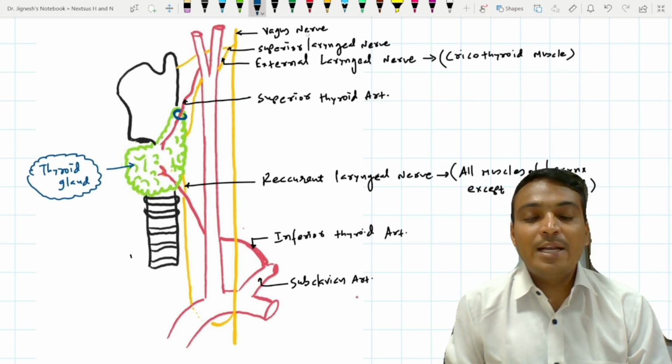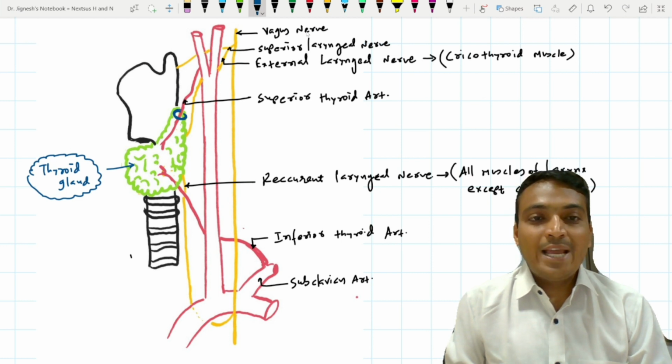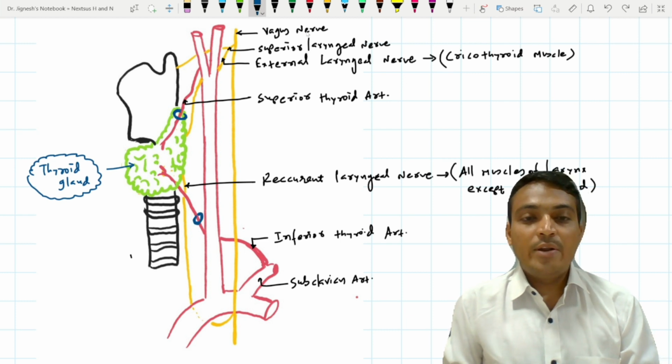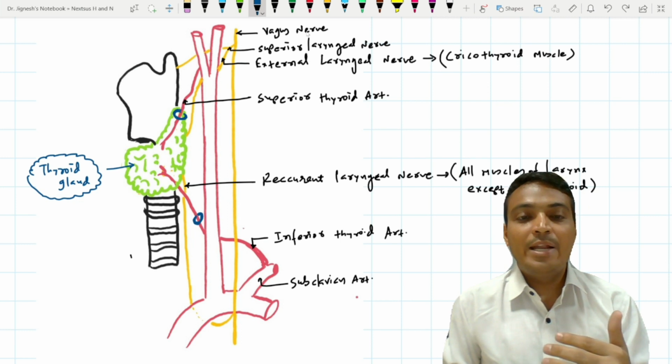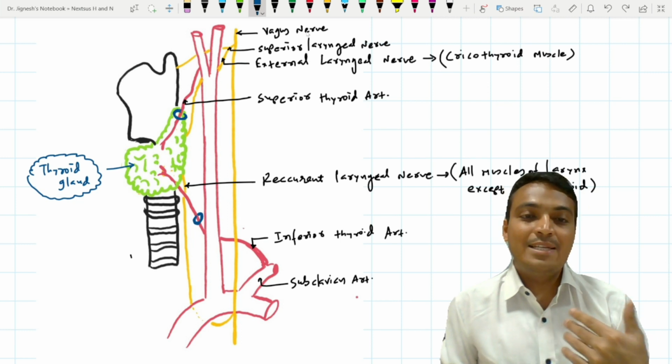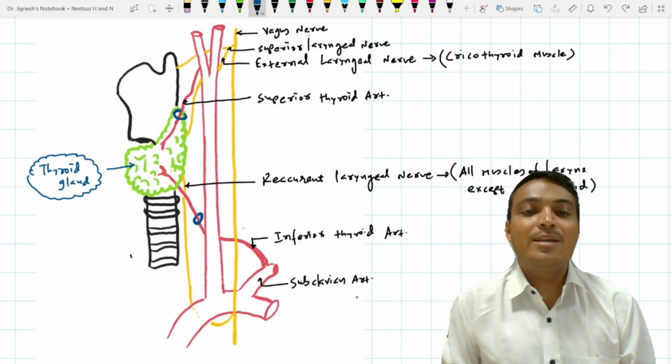And that is the reason at the time of the thyroidectomy, we need to ligate the inferior thyroid artery, and we should ligate the inferior thyroid artery as far away from the lower pole of the thyroid gland as possible to prevent accidental injury to the recurrent laryngeal nerve.